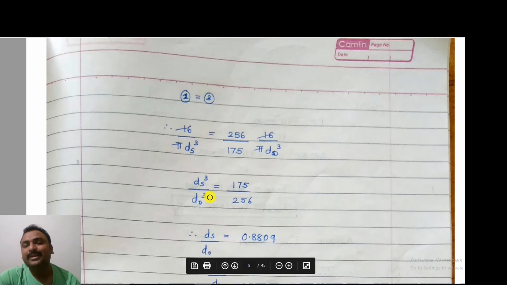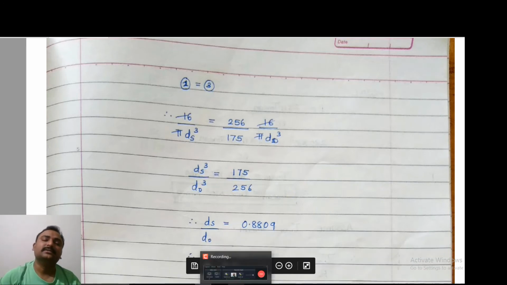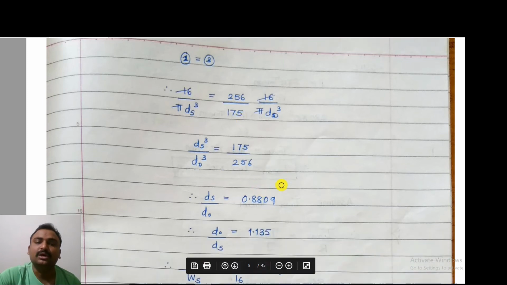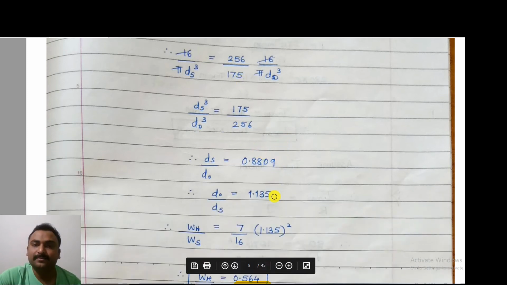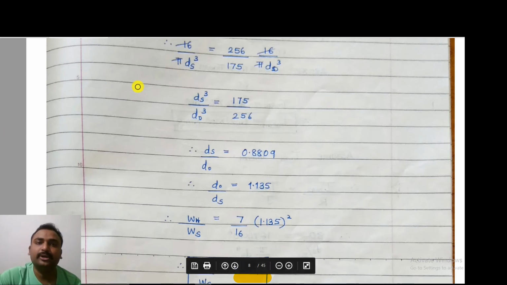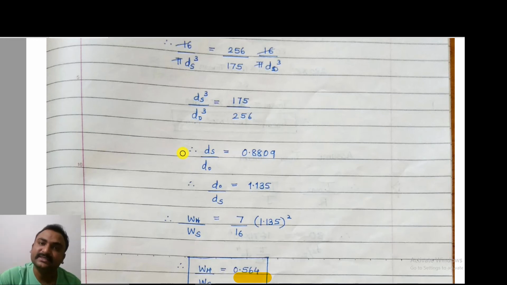So we will get the ratio of ds by do, that is the ratio of solid shaft diameter upon outer diameter of the hollow shaft. Okay, so by putting this ratio in the first equation, you will get the ratio of the weight. So this is a complicated question, but you have to solve it. The same type of questions are asked in university exams. These are typical, but very important questions.